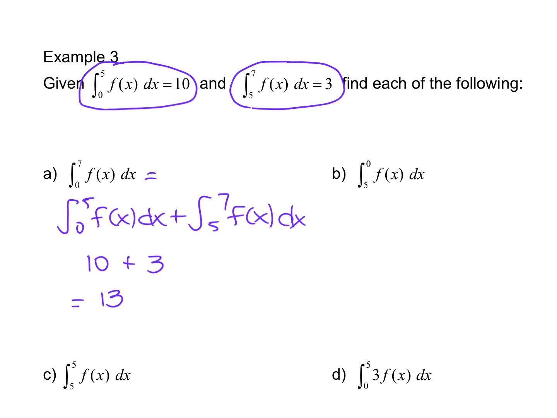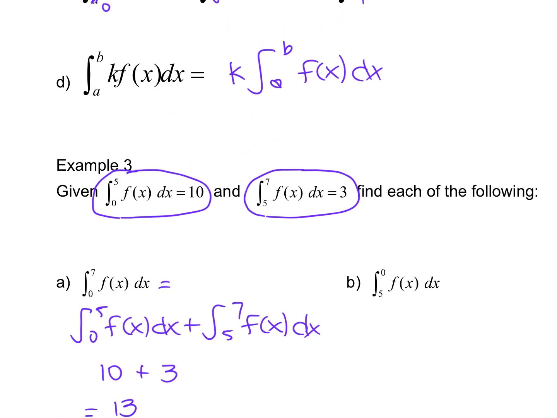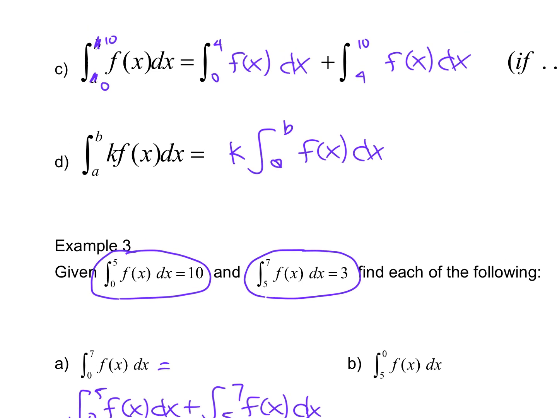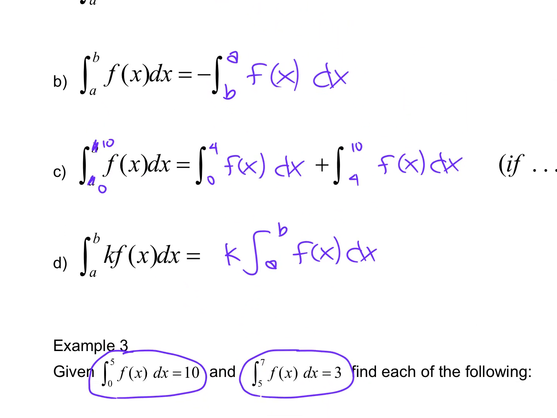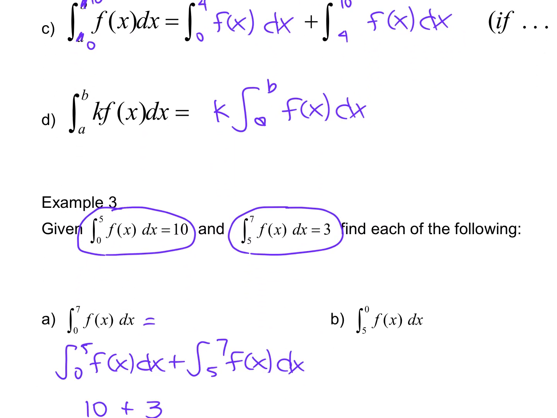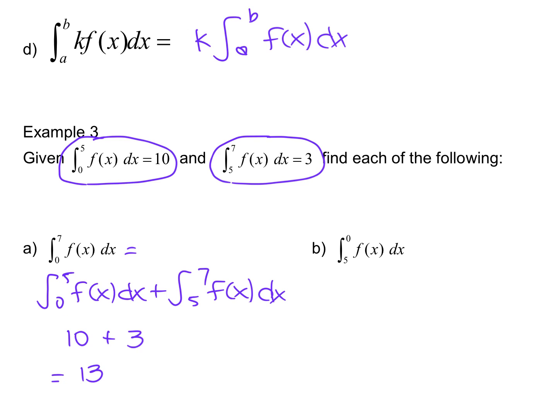So for B, we will use the flip. If we know 0 to 5 is 10, we know from our second property that if you flip it, it just becomes negative. So the integral from 0 to 5 flips on this one and becomes the opposite of the integral from 0 to 5, which means it would be negative 10.